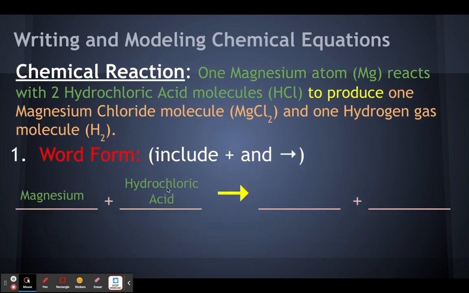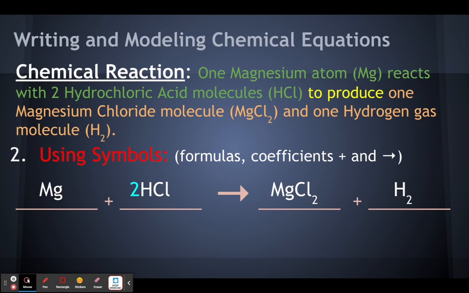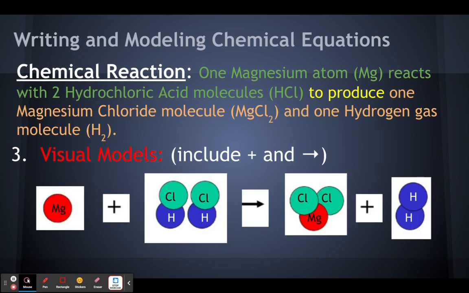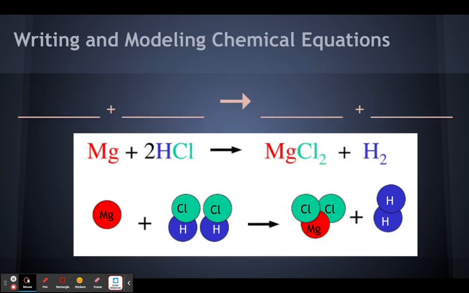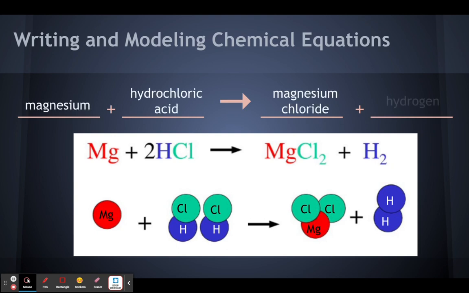All right. Welcome back. Here's your word form. Maybe you got that right. Here's your symbol form. Pause as you need, make any changes. And here's your visual model. Make any changes that you need. And here's what it looks like. Here's your word form. Here's your chemical symbol form. And here's your model form.